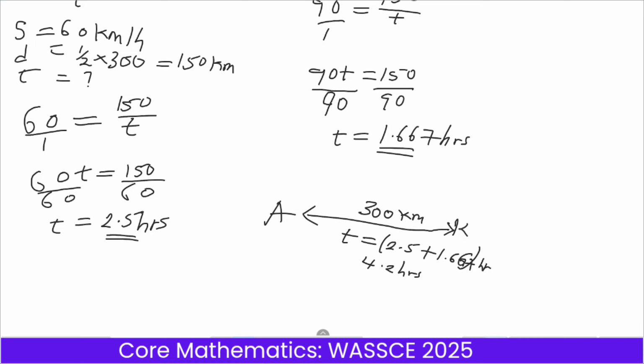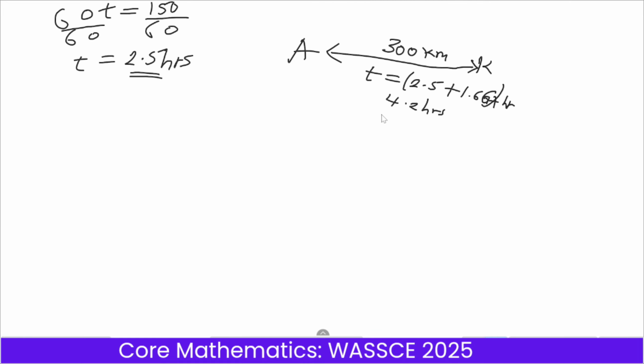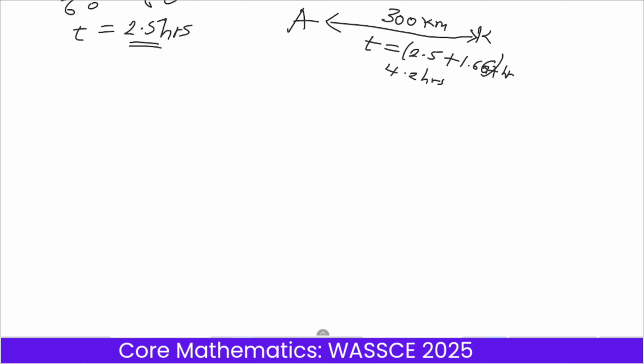Okay, so permit me, let me take the screen up again. Now let's move on. So now let's remind ourselves of our formula. The formula states that the speed is equal to the distance over the time. Now we are looking for the speed. We know our distance, which is 300 kilometers for the entire journey. We know our time now, which is 4.2 hours. So let's just put it into the formula and get our speed.